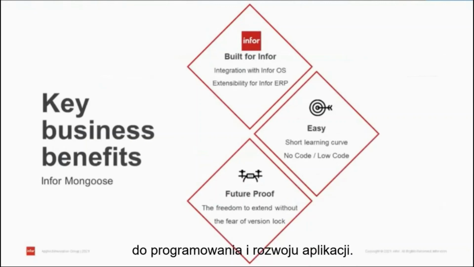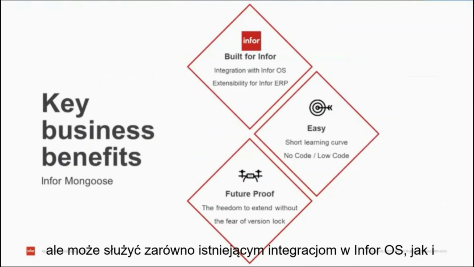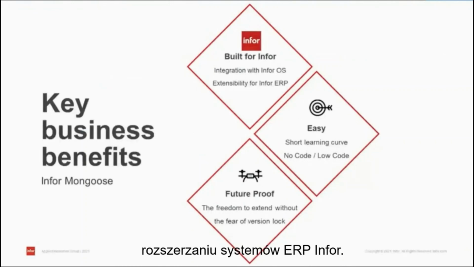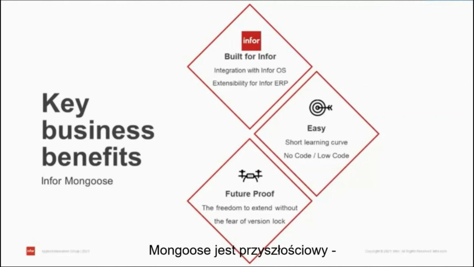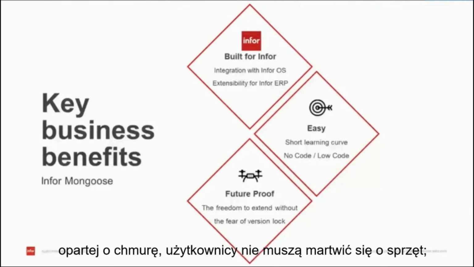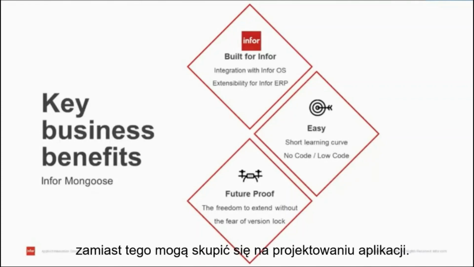And the benefits are simple. Mongoose is built for Infor, whether that's pre-existing integrations to Infor OS or the ability to use Mongoose to extend an Infor ERP. Mongoose is easy. Our development framework has a short learning curve and enables users to take part in no and low-code design. And Mongoose is future-proof. With an always up-to-date technology stack built on a true multi-tenant cloud, users don't have to worry about hardware and can instead focus on application design.